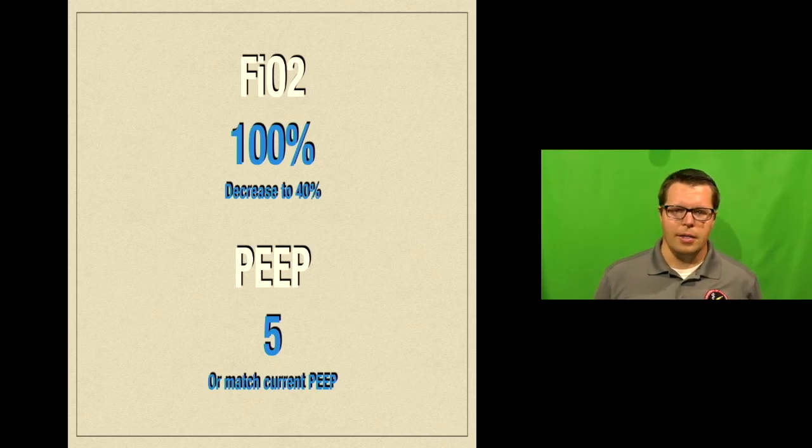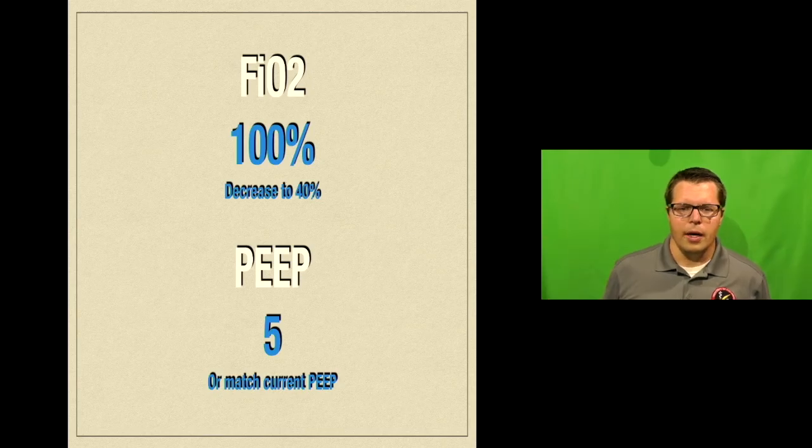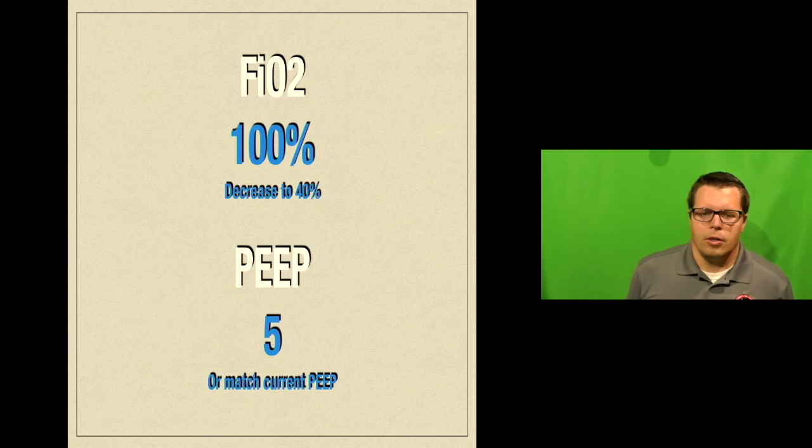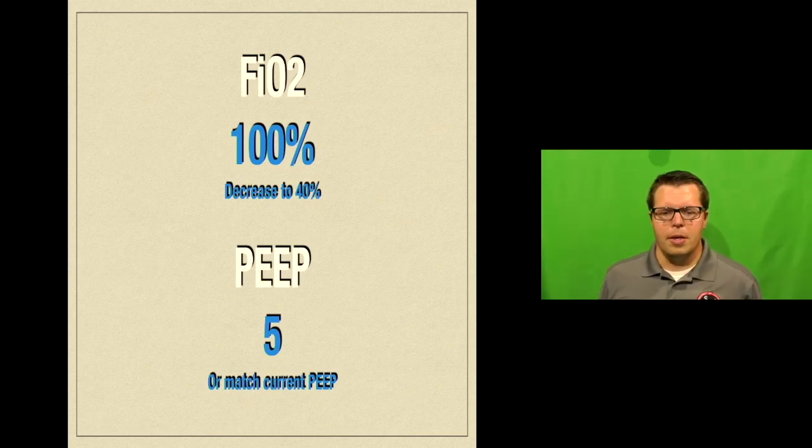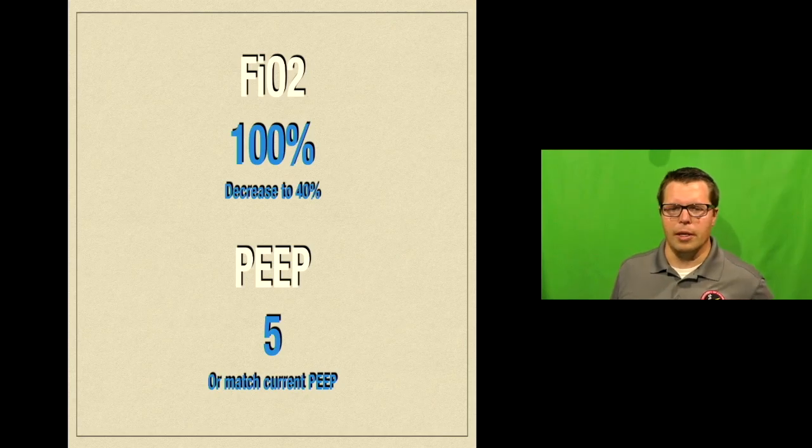So start with an FiO2 of 100 or 1.0 and then go down to about 40% or as close as you can get relatively quickly. Likewise, we're going to start the PEEP at 5 or match their current PEEP and then titrate up as the patient needs more oxygen in order to limit the FiO2 at the expense of giving them a little bit higher PEEP.